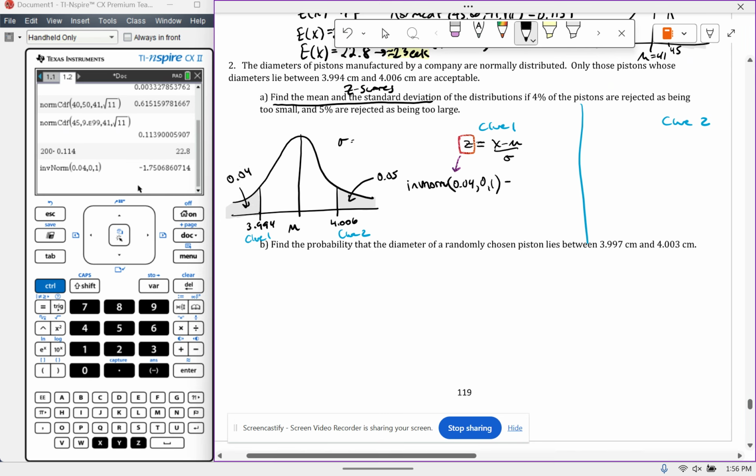All right, so that was equal to, what was the boundary that corresponded to that? We don't know, okay? So this ends up being negative 1.75068, and that is equal to 3.994 minus the mean over the standard deviation. Okay, we're gonna leave that there. Let's go to clue 2. Clue 2, I am finding an unknown mean or standard deviation. This desk is just a little too small. It makes me drape over it with strange body language, but okay.